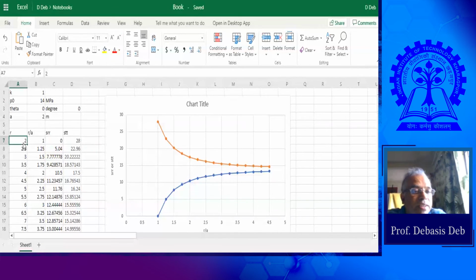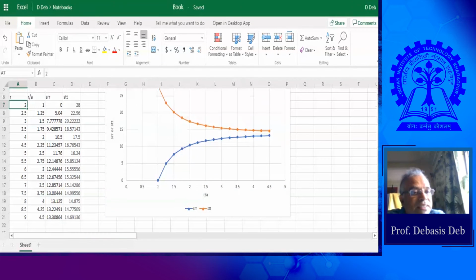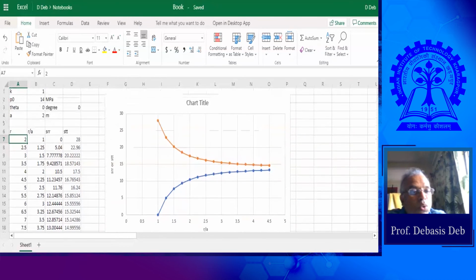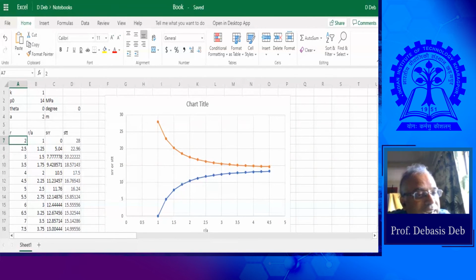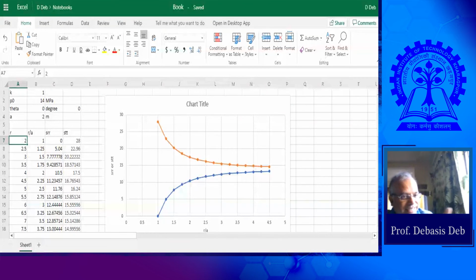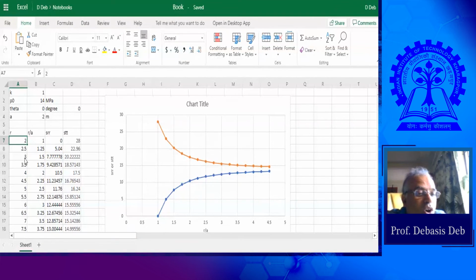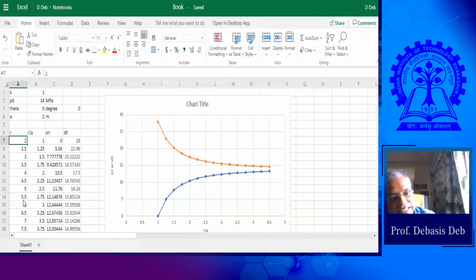Then I have plotted here. I have gone R. R equals 2 means what? R equals 2 means right at the boundary, right? You understand? Because my A is 2 meter. So when I give R equals 2, this is on the boundary. That's why I've also given R by A, so that we know where it is. And after that, it is going into the rock: 2.53, 3 meter, 3.54 and so on. So it is inside the rock.